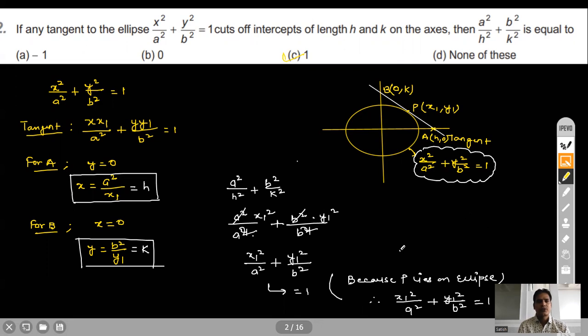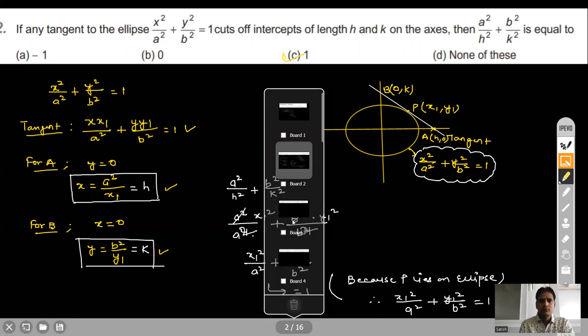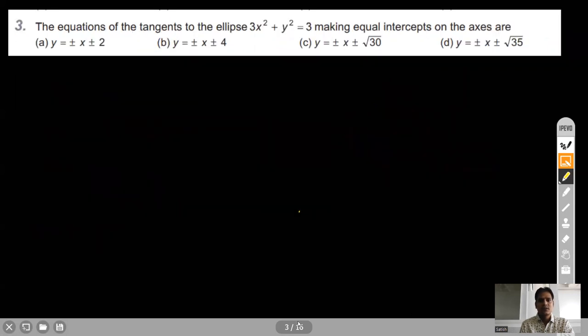What we have done in this question, nothing special. We have just written the equation of tangent, then we have found the coordinates of A and B, and as per the question, the x-intercept is equal to h and the y-intercept is equal to k. Finally we have put the values of h and k in the required expression, and we got the value. Now see the next question.